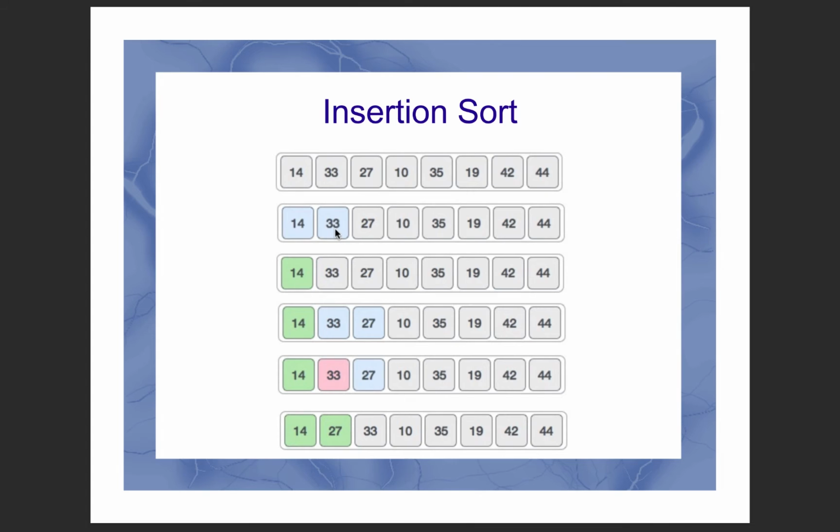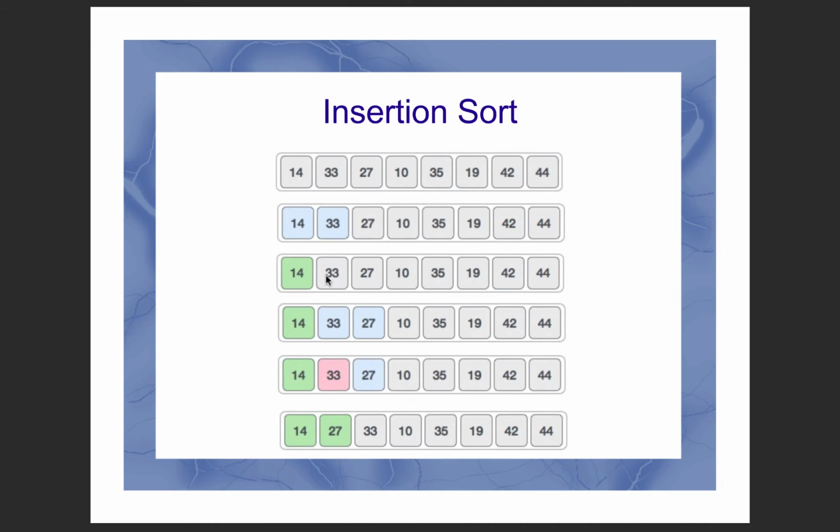33 should be inserted at the right position in the sorted portion, so we check what the right position of 33 is. The right position would be after 14. So 33 is already after 14, so it doesn't need to change its position. 33 is already at the right position, so it doesn't need to be inserted anywhere else. Now let's go to another one.